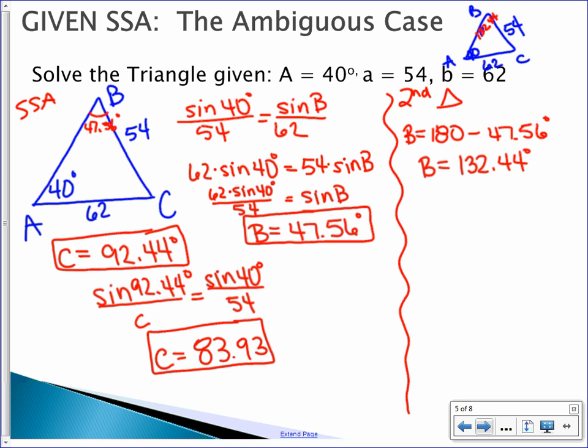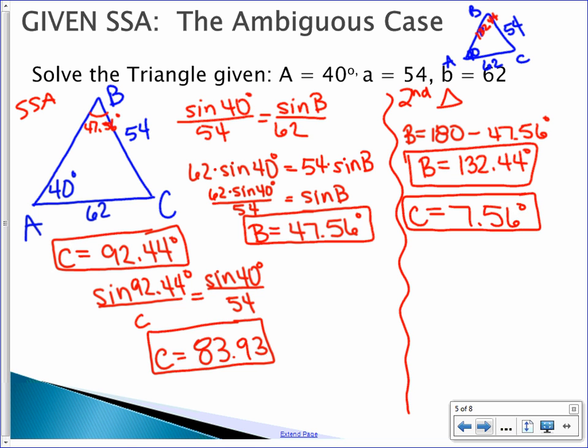What's the next thing we need to find in the second triangle? Angle C. Okay, right? What is angle C in our second triangle? We need to take 180 and subtract 40 and 132.44. 7.56. What did you say you subtracted? Well, our angle A is still 40, but B is now 132.44. So those are the two angles we subtract from 180. Okay, we still have all of our given information.